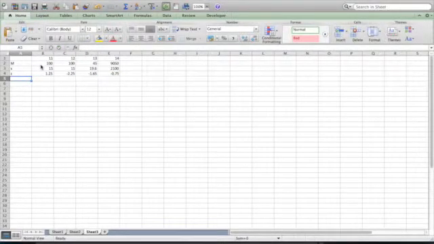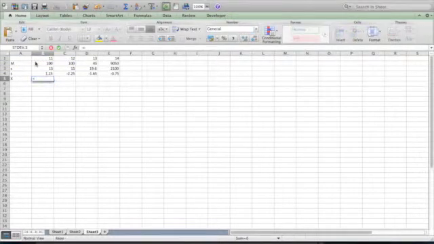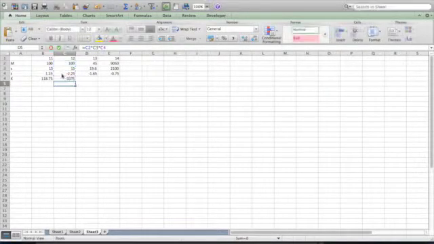There's my data. And now to calculate a raw score, or an x, we're just going to take the mean and add to it the standard deviation times the z. Here's number 12. Again, the mean plus the standard deviation times the z-score.